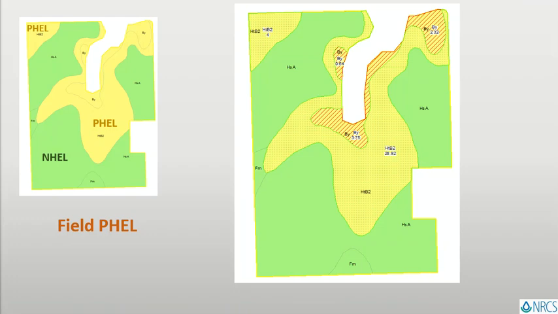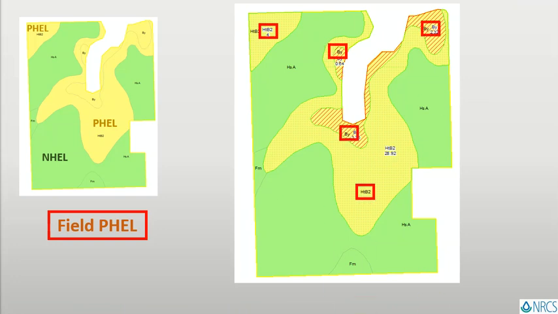Now, if a field is initially determined as PHEL, the tool automatically works through each PHEL map unit, determining each map unit as HEL or non-HEL. Once each map unit has been analyzed, a preliminary in-office HEL determination is completed for the field. In this example, the final determination is non-HEL.